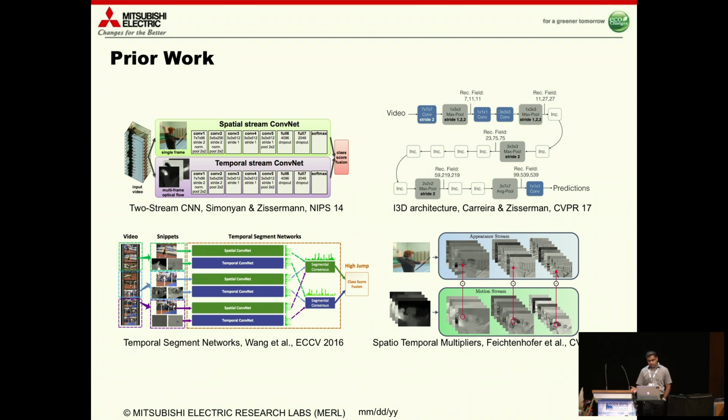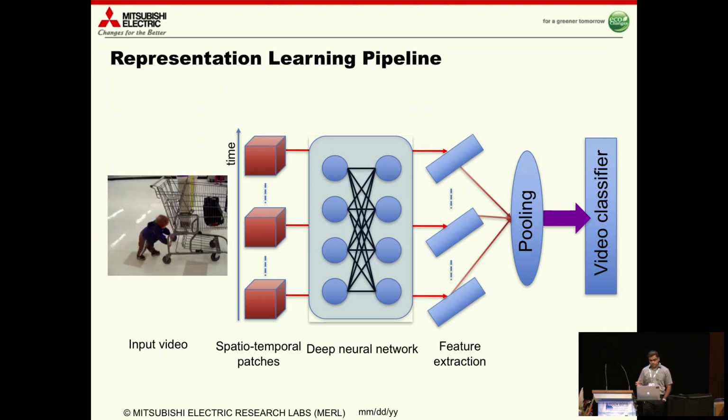So with the advent of deep learning methods, there have been significant advancements on this problem in the recent past, such as the emergence of the two-stream networks, the inflated 3D models, the temporal segment networks, the spatiotemporal multipliers, and so on. So this is a typical pipeline of an action recognition CNN model.